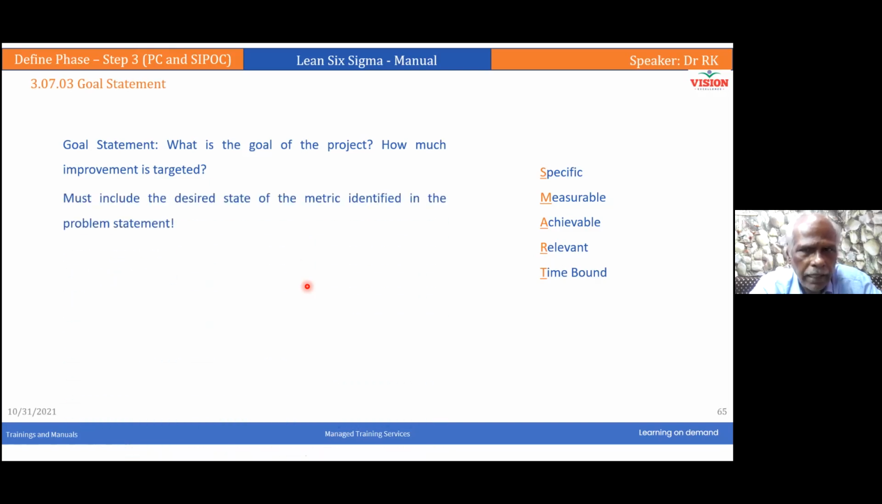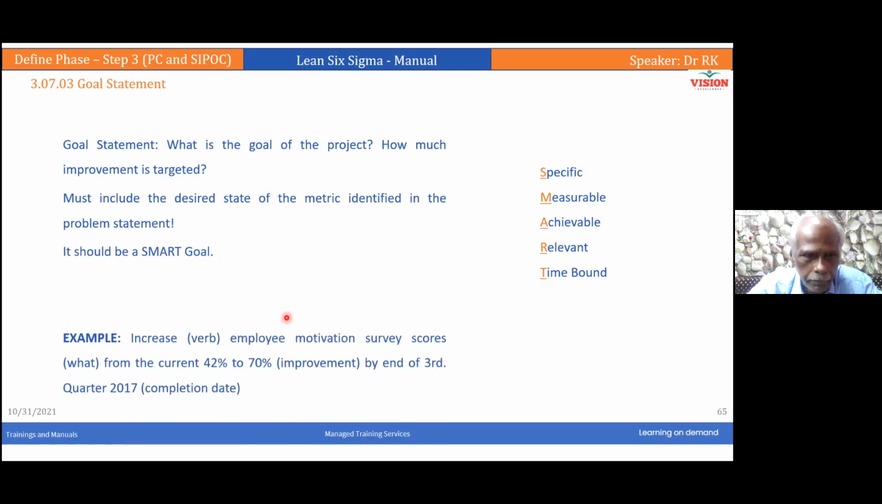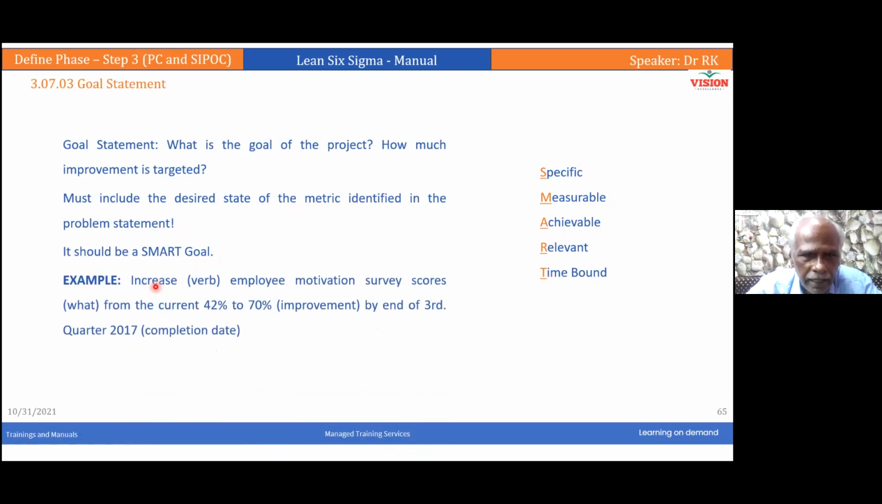And then it must include the desired state of the metric identified in the problem statement, right? What is the problem? Current status? What is the gap? So this is what we are going to get at the end of the measure phase. Now, it should be a SMART goal. Example: increase, the verb is answered. What you are going to do, increase or decrease? Because profit means increase, cost or expenses means decrease. Only these two verbs you should know.